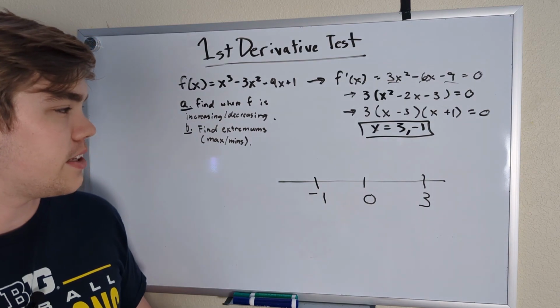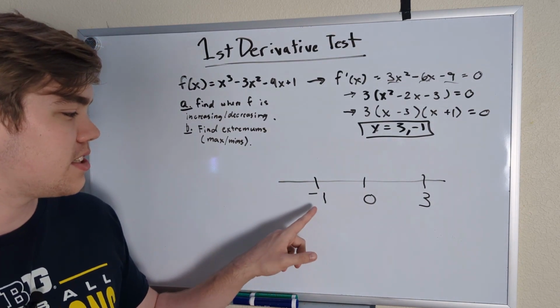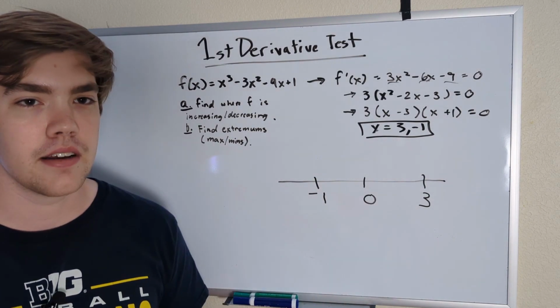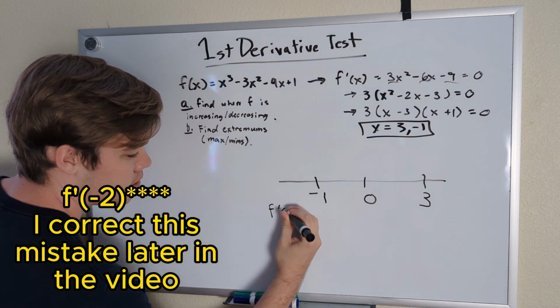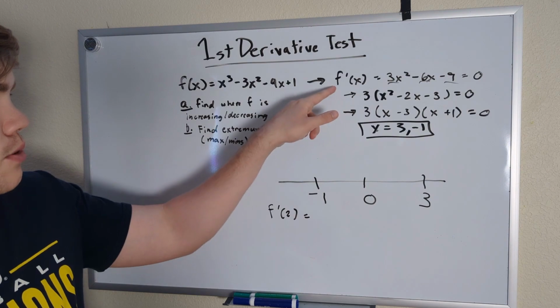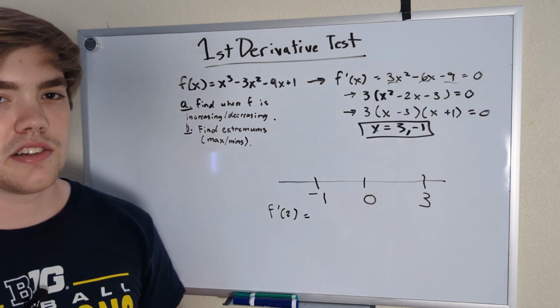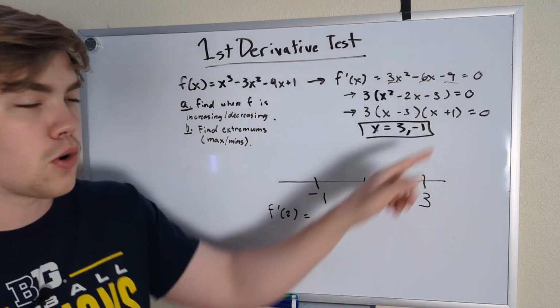So we need to find points in order to figure out where f is increasing and where it's decreasing. So let's find points that are not -1 and not 3. For example, let's plug in f prime of 2. In other words, we're going to plug in 2 for every x in f prime of x. But since these two are equal, we're going to use the more factored version because it's a little easier to understand.